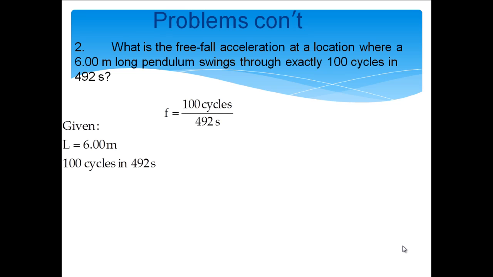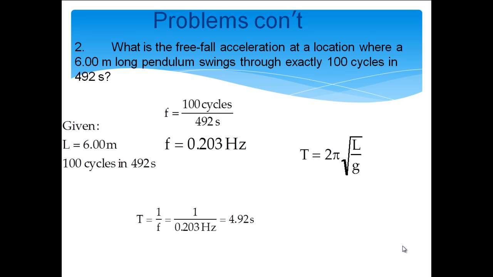Frequency, 100 cycles divided by the seconds. You get a frequency of 0.203 hertz. We know you can find the period from the frequency by dividing 1 by the frequency. And you get 4.92 seconds whenever you divide 1 by 0.203 hertz. Now that we have the period, and we have our equation for the period of a pendulum, plug in what you know.